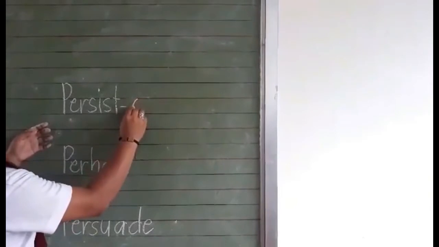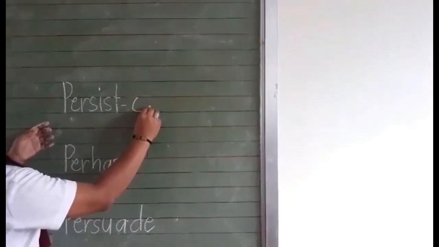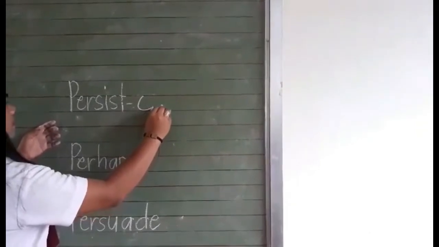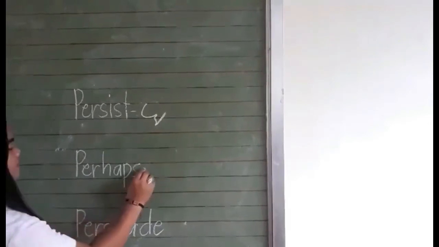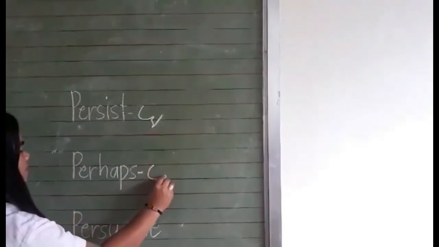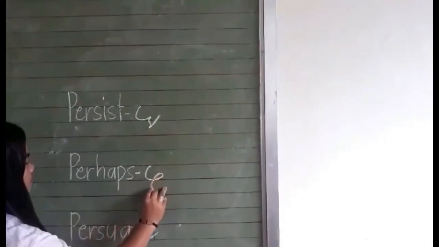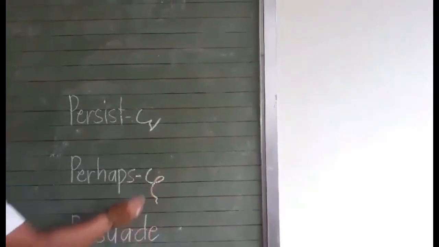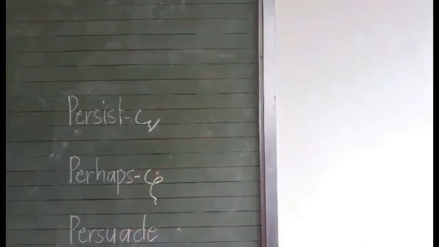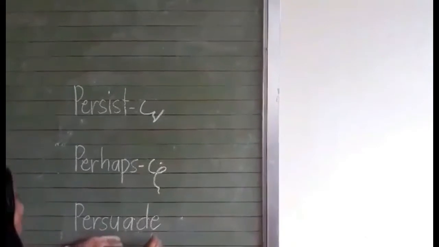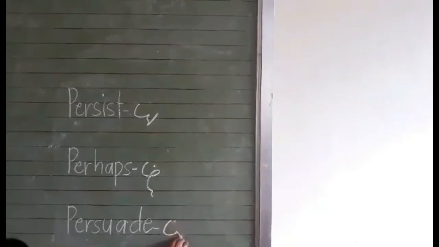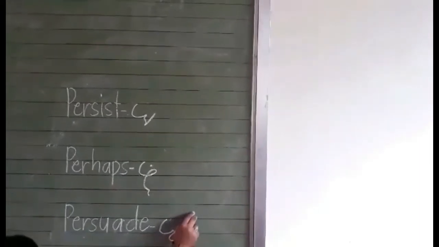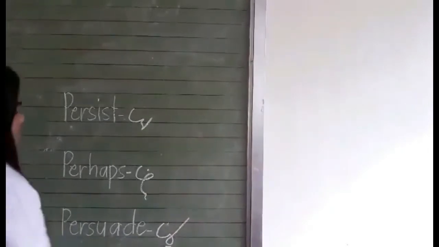Persist is represented by per, followed by the sound of cis and T. Perhaps is represented by per, followed by A, P, and S, and a dot, which is represented by H. Persuade is represented by the word beginning per, S, A, W represented by a dash, and D.